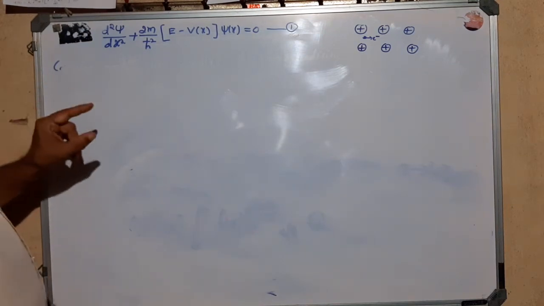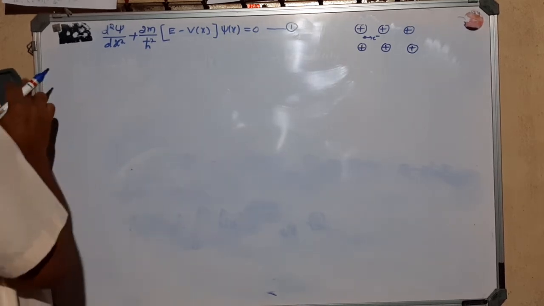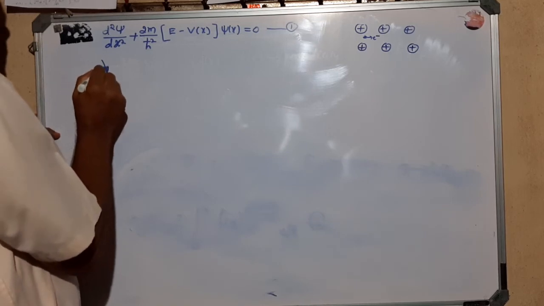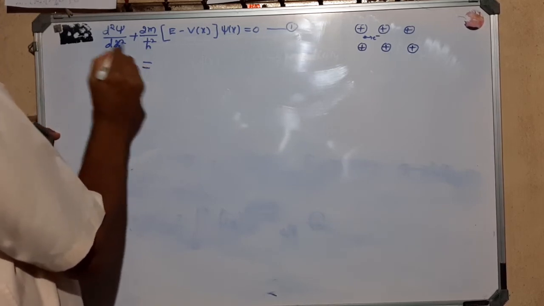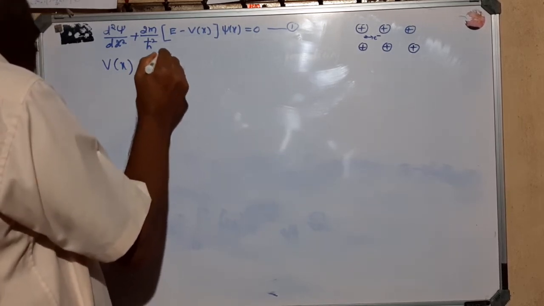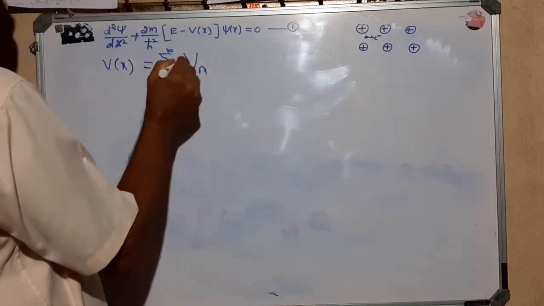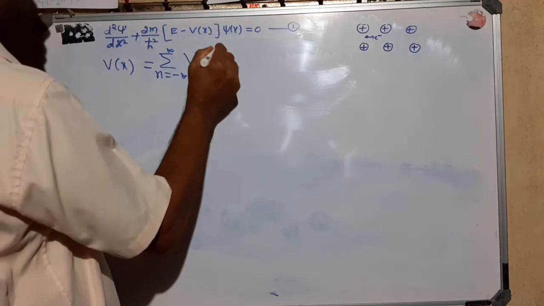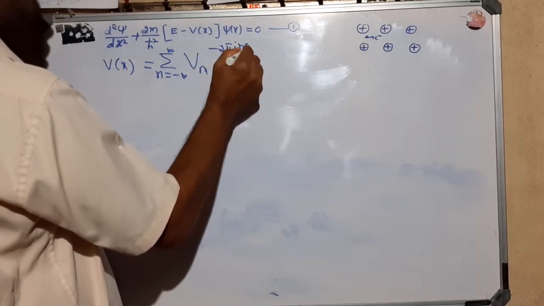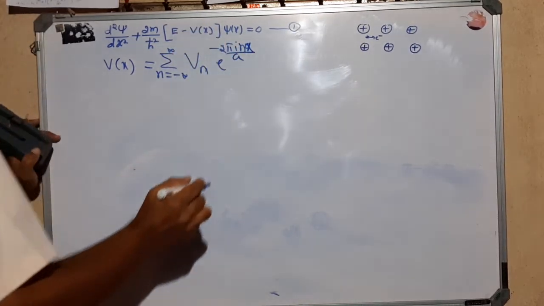Therefore, let us represent this periodic function again in terms of a Fourier series. That means the Fourier series can be written as V of x is equal to sigma n equals minus infinity to plus infinity of some other constant. Here let us represent it as Vn into e to the power minus 2 pi inx divided by a.